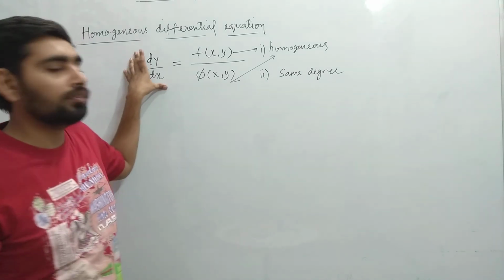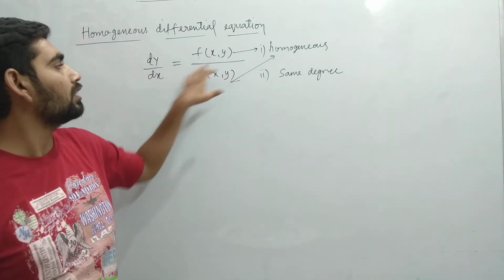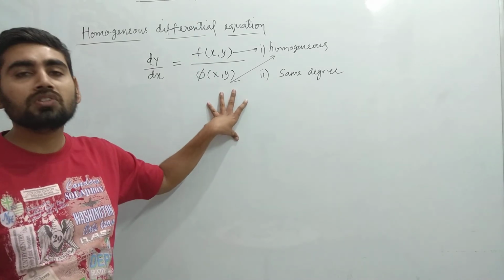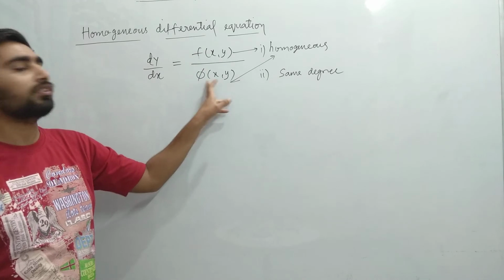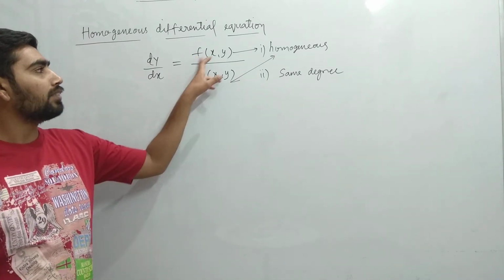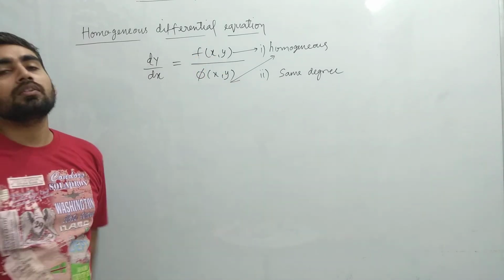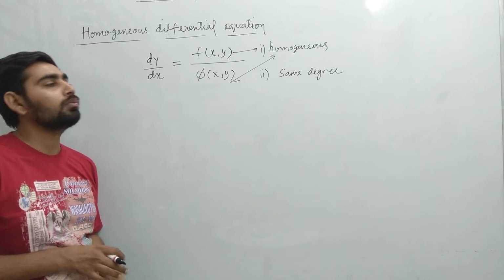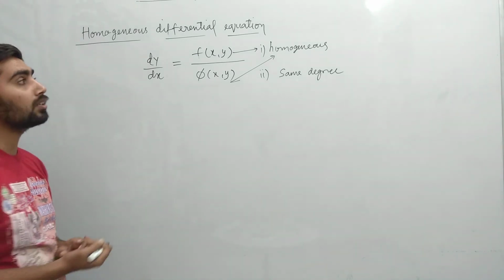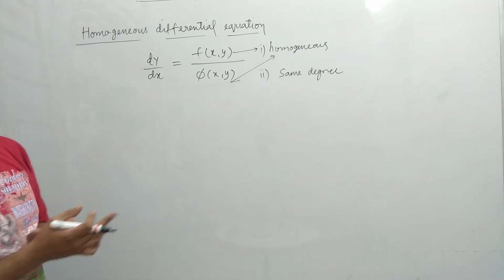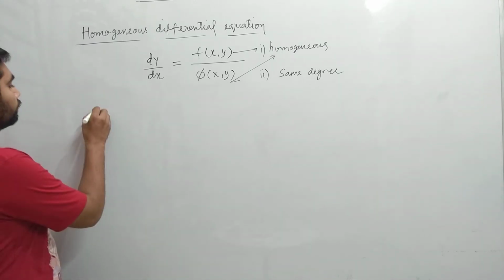So a differential equation of the form dy by dx equals f(x,y) upon phi(x,y) is known as homogeneous differential equation if both the functions f(x,y) and phi(x,y) are homogeneous and have the same degree. Now what is a homogeneous function?